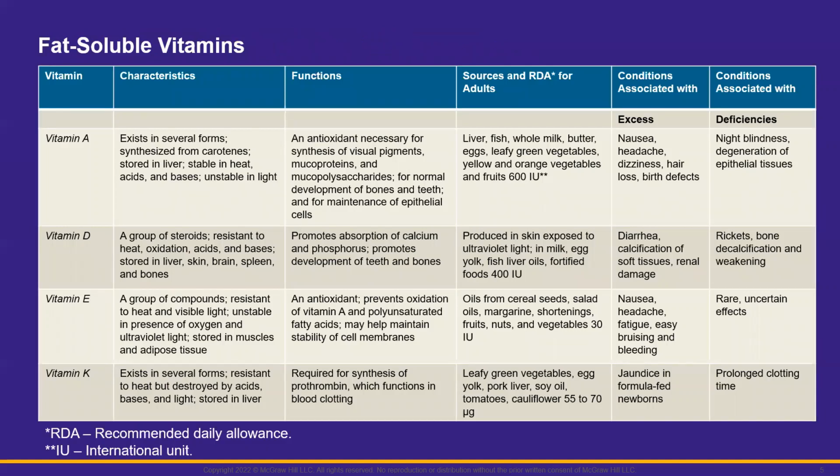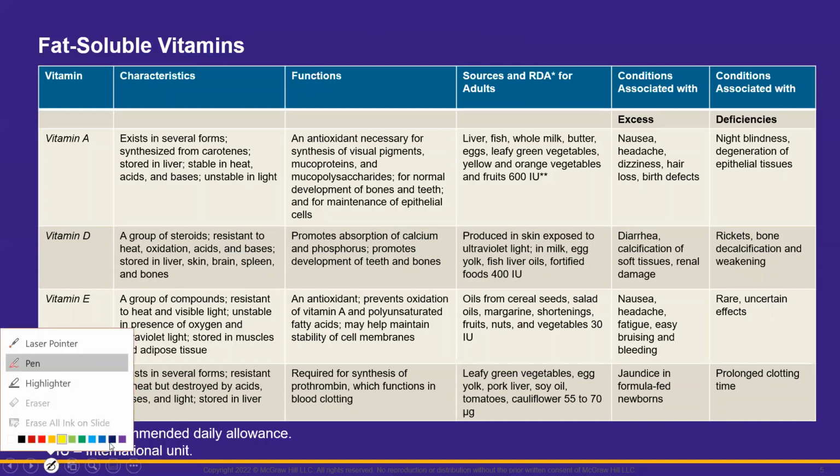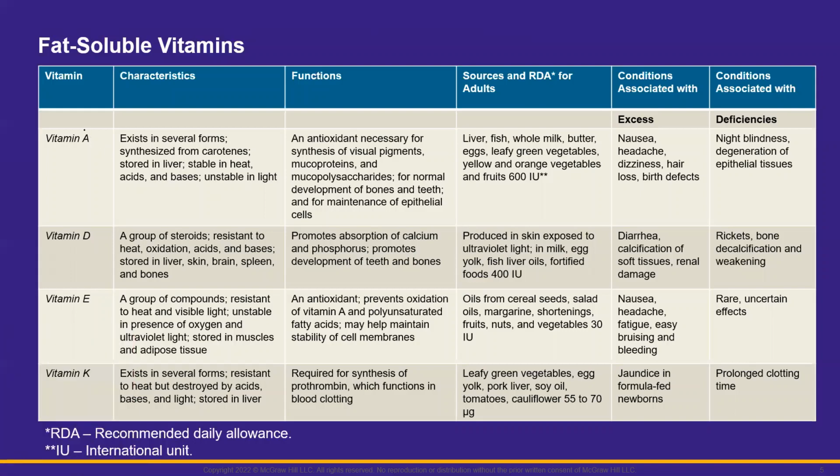We'll look at the characteristics of these vitamins, including the recommended daily allowance in our diet. Vitamin A exists in several forms, synthesized from carotene. So usually food that has an orange color, like carrot, for example, has a lot of vitamin A. It is stored in the liver, and is stable in heat, acid, and base, and stable in light.